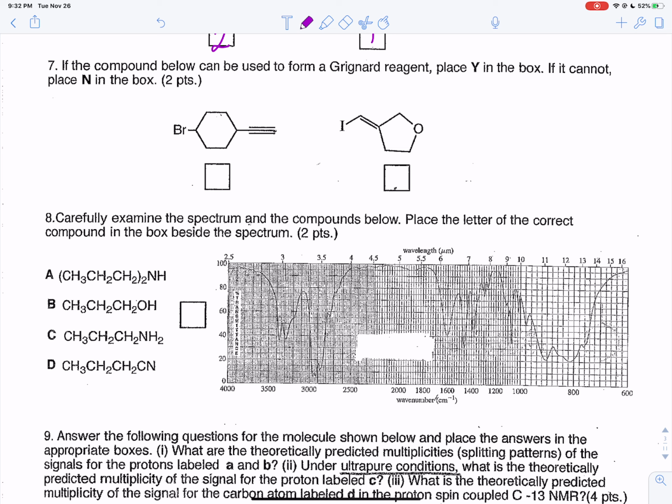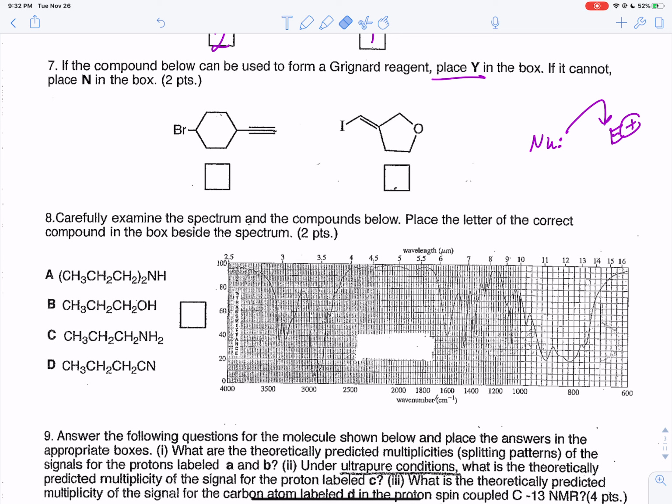So if the compound below can be used to form a Grignard reagent, place Y in the box. And if it cannot, place N in the box. So our Grignard reagent, is it a strong electrophile or nucleophile? Nucleophile, right? So if it's a strong nucleophile, that means it is going to react with anything that is a good enough electrophile, right? So you do not want a partially positive or an electrophilic site on the compound that you're using to make your Grignard. It will just ruin the Grignard, right? Because your nucleophile will go and attack itself at that electrophilic site, okay?